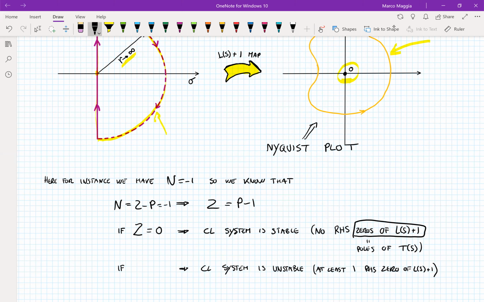Remember what I told you? I'm not going to talk about poles of T of S anymore because zeros of L of S plus 1 are the same as the poles of T of S. If we have Z greater than 0, then the closed loop system is unstable because we have at least 1 zero of L of S plus 1 in the right-hand side of the complex plane. And being the zeros of L of S plus 1 equal to the poles of T of S, there we go.